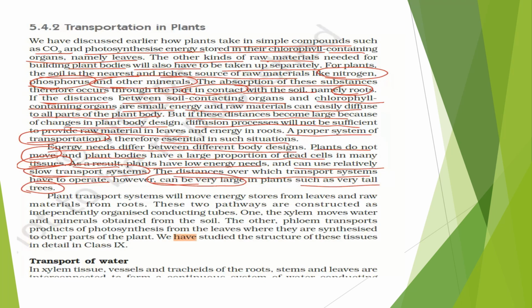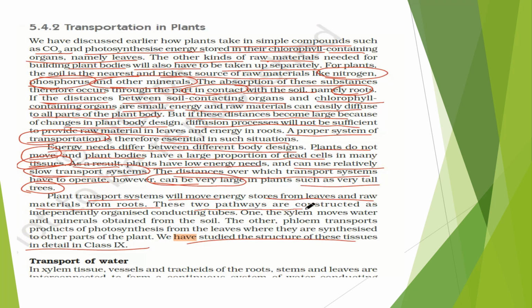In 9th standard we studied the structure of different tissues in detail. We studied the fundamental unit of life, that is the cell, and then the next lesson was tissues. Now, in the plant transport system, we will see that they move energy stores from the leaves and raw materials from the roots. Energy is produced in the leaves and transported from the leaves, whereas the raw materials are taken in from the roots.